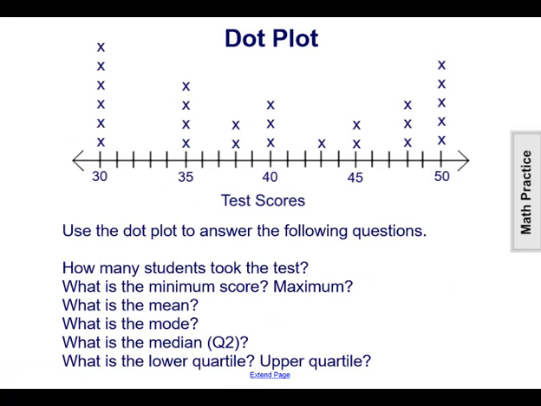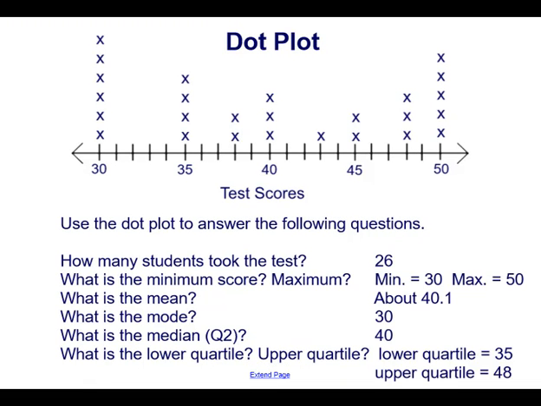So let's answer some other questions. For example, how many students in total took the test? How can we use the dot plot to answer that question? What is the minimum score and the maximum score? What is the mean, the mode, and the median? And what is the lower and upper quartile?